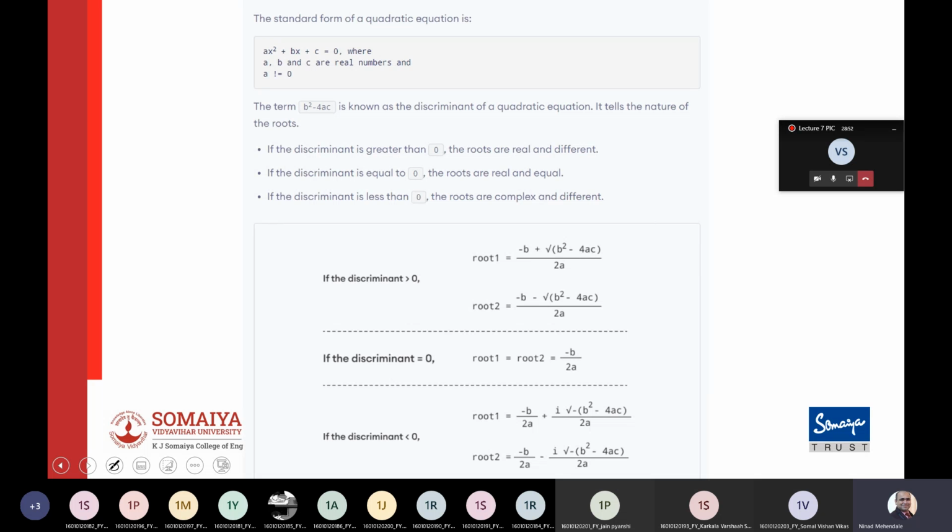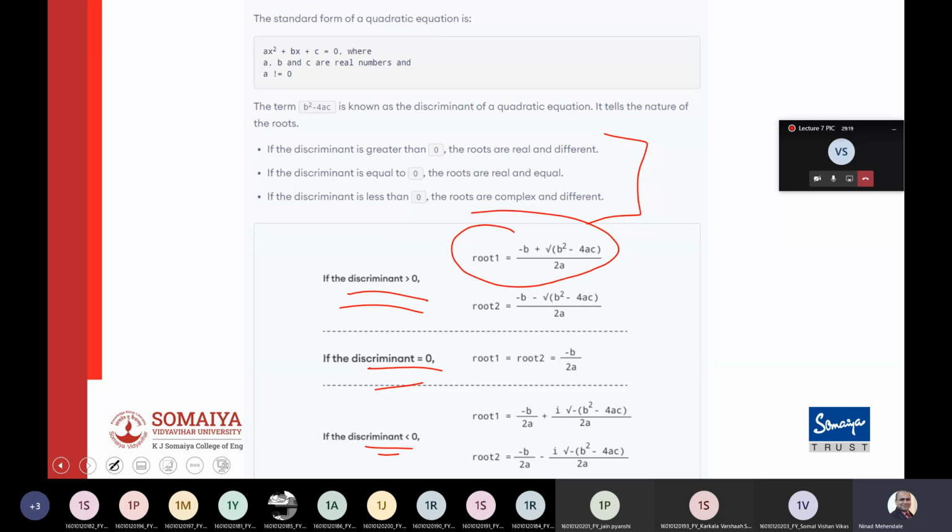And if the discriminant is less than 0, then the roots are complex and different. So remember these three conditions. Now there is nothing called complex and equal. We will see why. But basically, first we have to calculate the discriminant. Once we know the discriminant, we have to use the if ladder, and then as per the correct case, we can say these are the formulas for the roots.